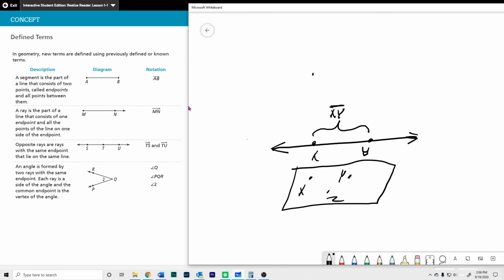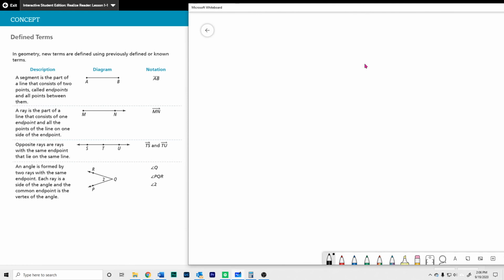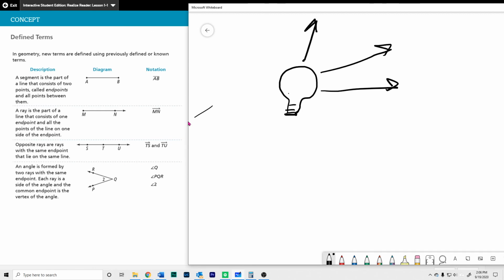A ray, okay, cool. You know what a ray is? You think of a light bulb. So if we draw a light bulb here, put little threads on it. Ray, think of rays of light. They go in one direction, right? They start at a point and they go in a direction and they go forever until they peter out, right? So that is what a ray is.